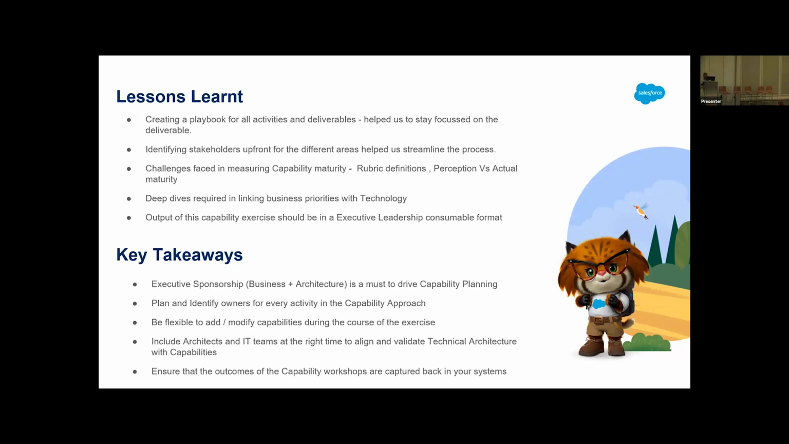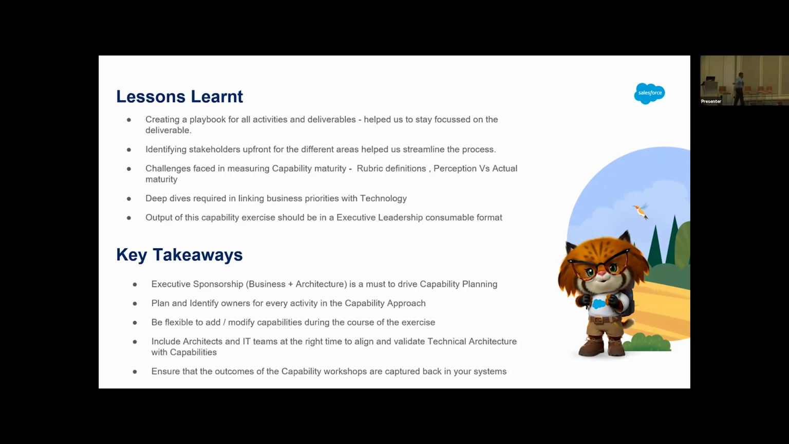So, key takeaways. I think I'm out of time here. One more key thing we saw was that we should be flexible enough to add new capabilities. In the workshop we designed for 15 capabilities, and then the business comes back and says, I think you missed one more capability. We should be flexible enough to add it, take it through the entire process, and get consensus on it.